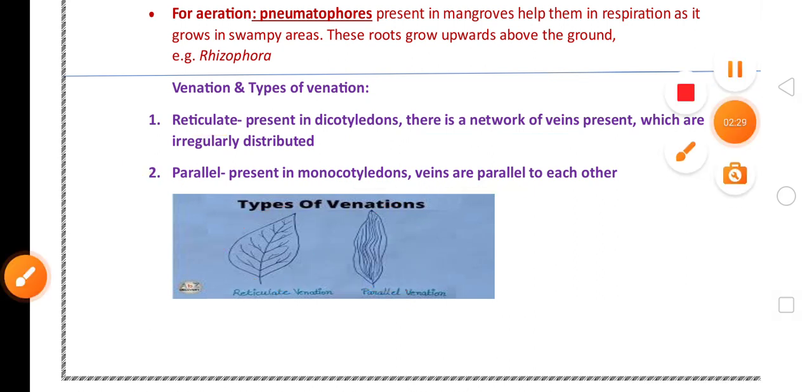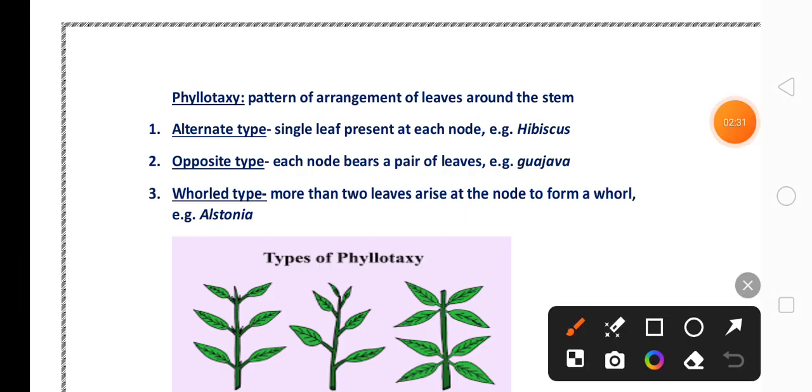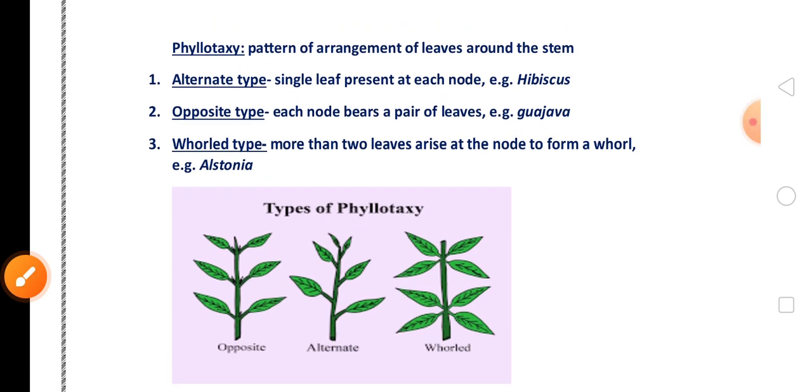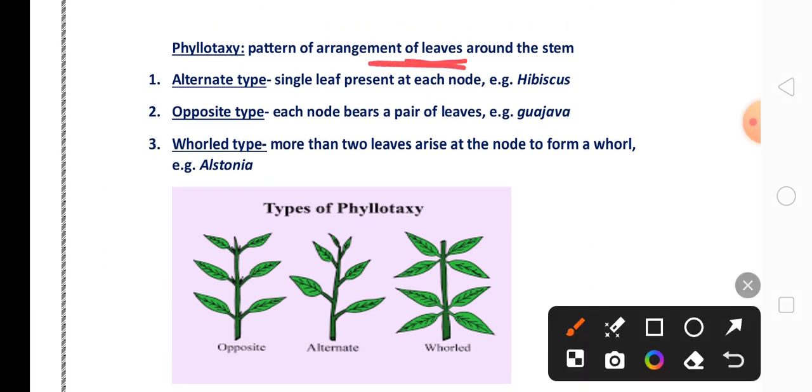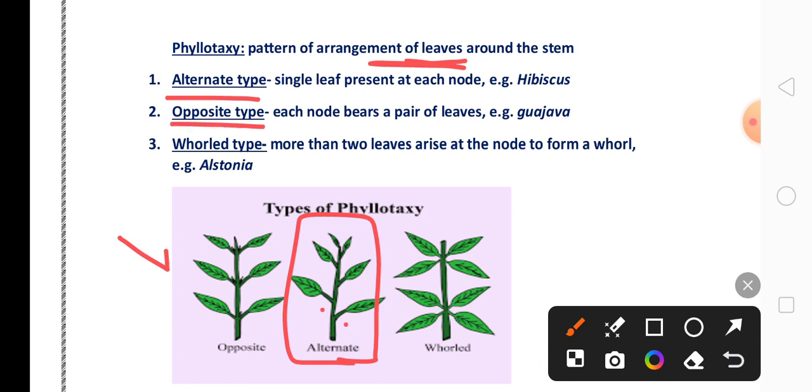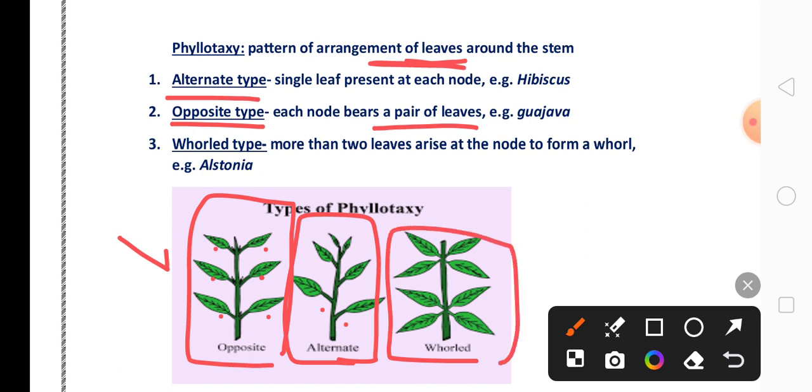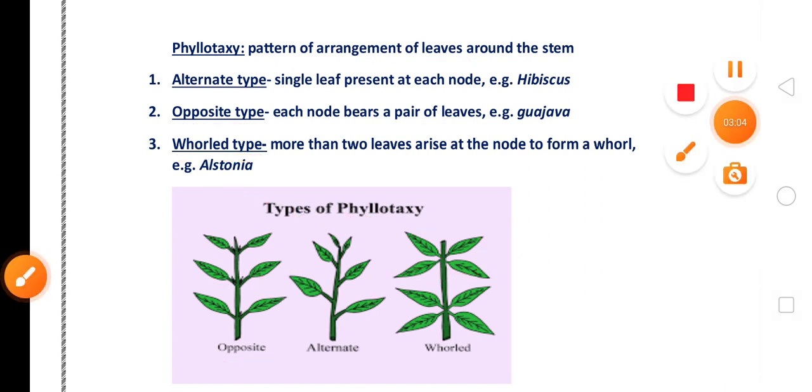Another 3 marks very important question is phyllotaxy and its type. Phyllotaxy means pattern of arrangement of leaves on the stem. There are 3 types. First one is alternate phyllotaxy where a single leaf is present at each node. In opposite phyllotaxy we can find a pair of leaves at each node. Whereas in whorled type of phyllotaxy you can find more than 2 leaves arising from the node. It is called whorled phyllotaxy, important for 3 marks.